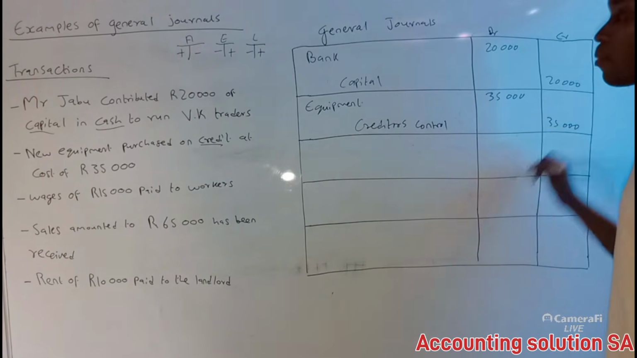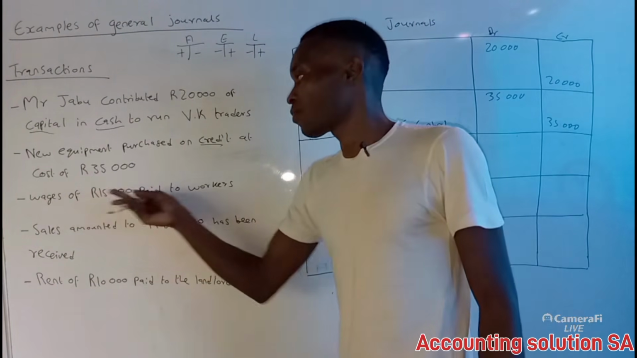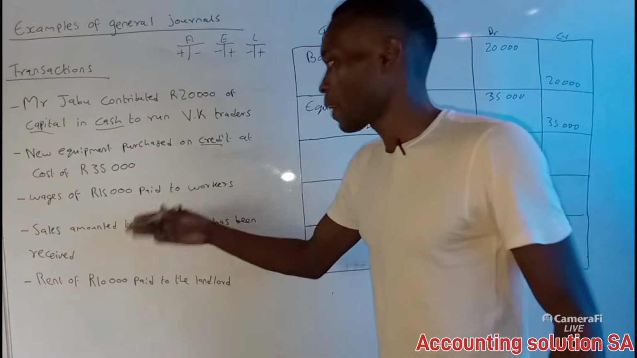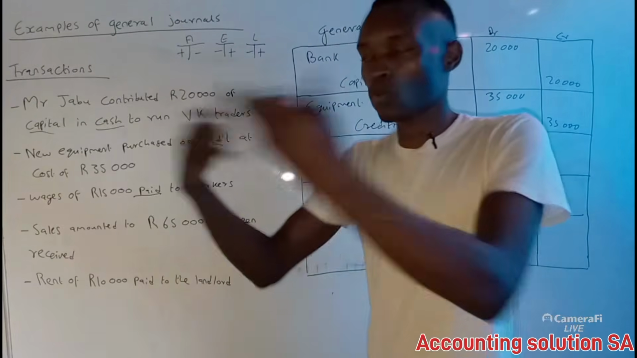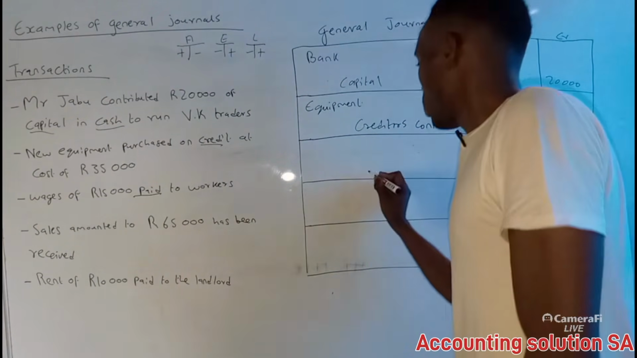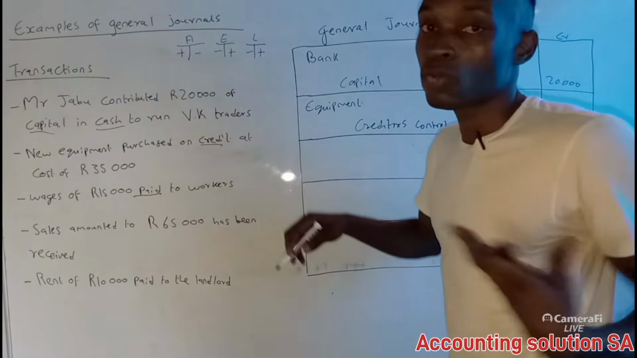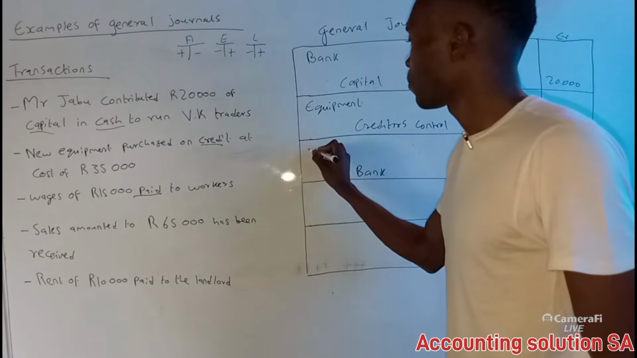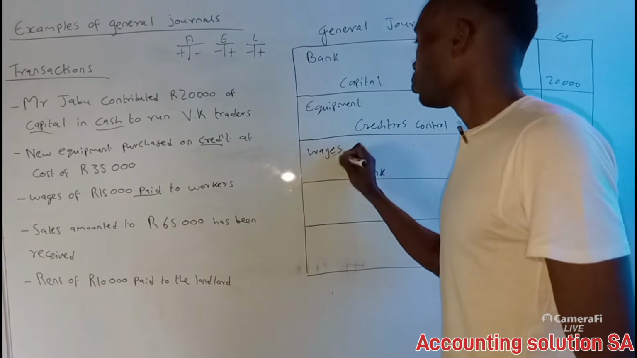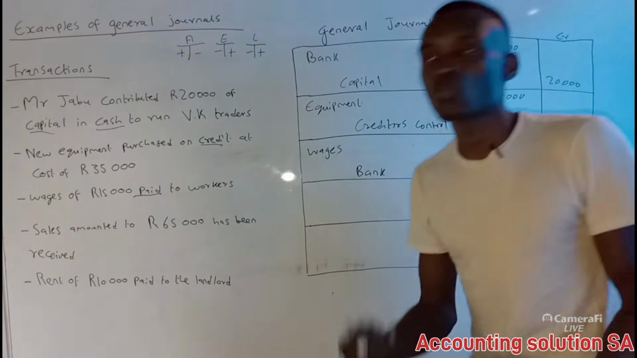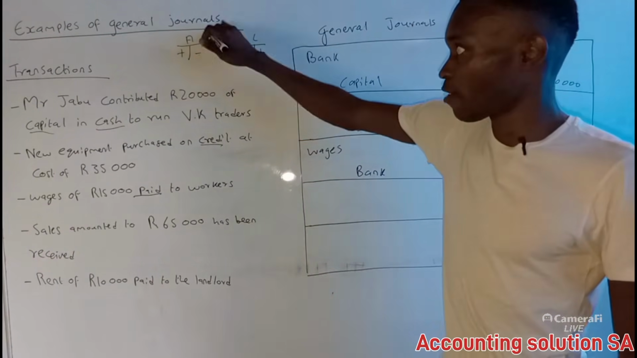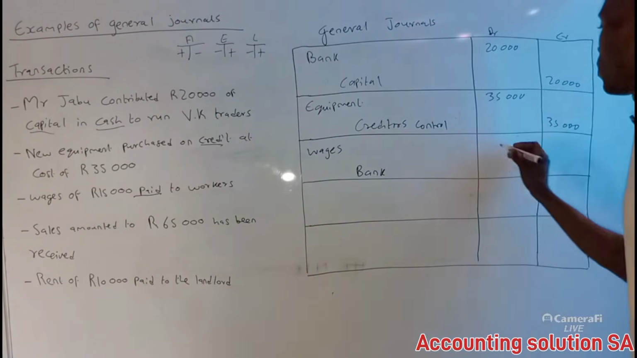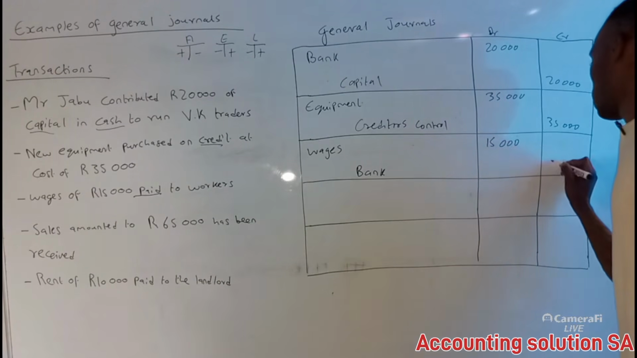Very simple. Okay, the following one, wages of 15,000 paid to workers. Salaries and wages is an expense. Paid represents cash going out. Bank is affected, but on the credit side, because the money goes out of our hands, which means that we're going to credit bank and debit wages. Why are we debiting wages? Wages reduce the value of profit. The value of profit is under equity. Income this side, expense this side. Simple. Okay, amount is 15,000.